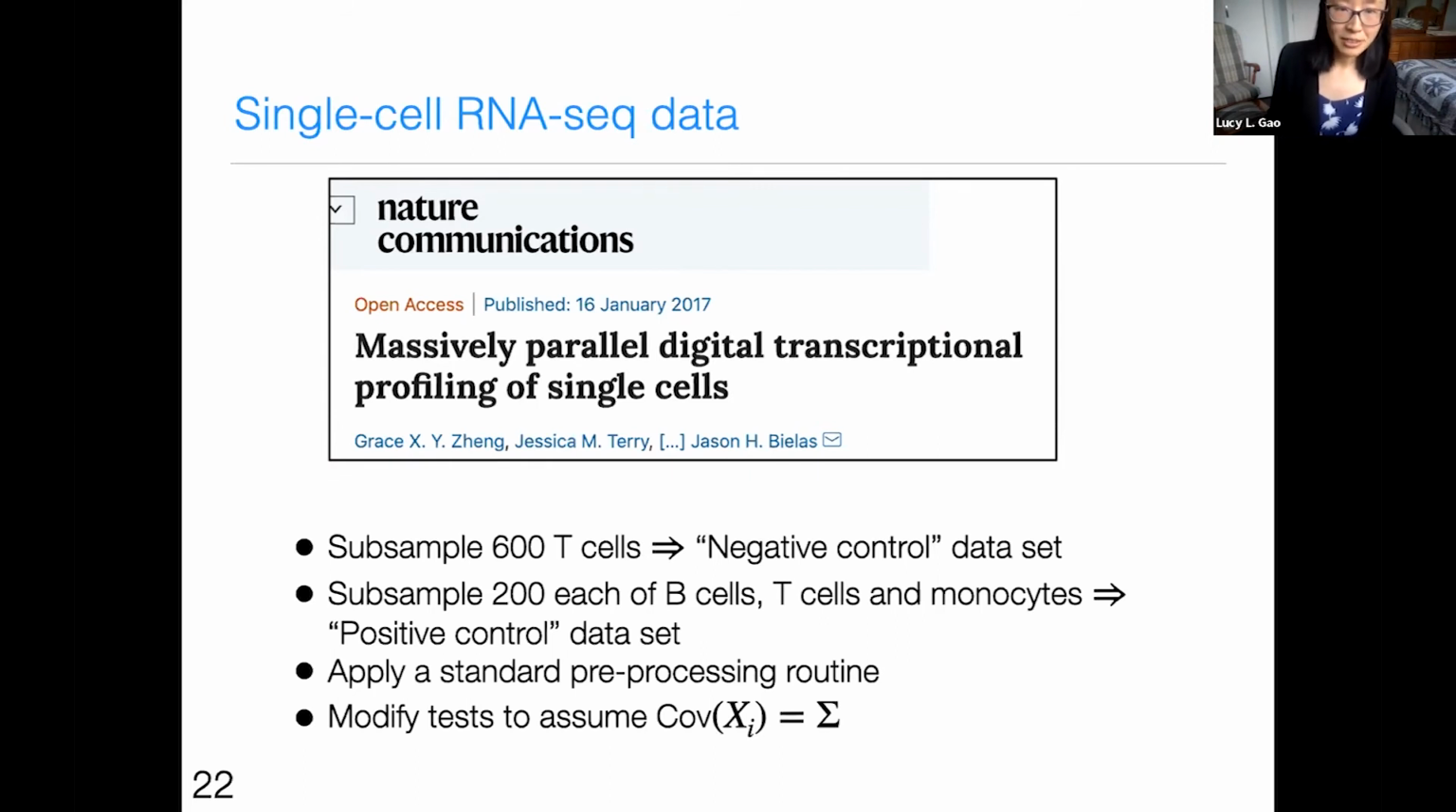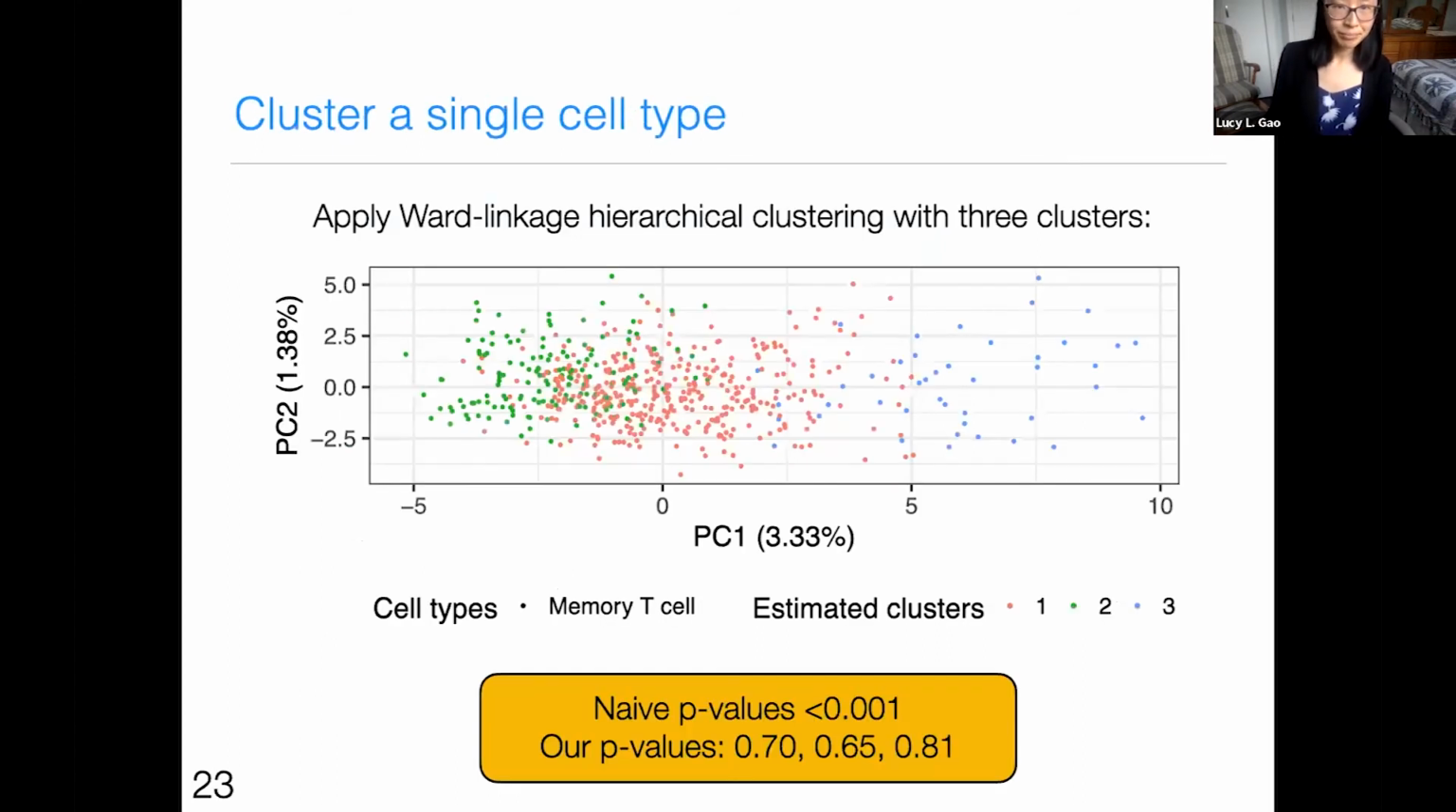Basically what I did was I'm working with this Zhang et al. data set, and I subsampled 600 cells that were labeled as T cells to serve as a negative control. And I subsampled each of 3 different cell types in order to serve as a positive control that seems to have clusters. We're going to apply our test and see what happens in each of these cases, 1 cell type versus 3 cell types.